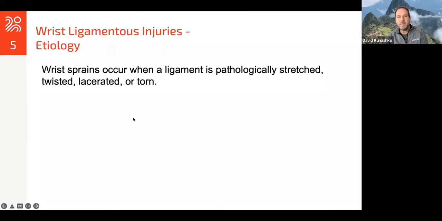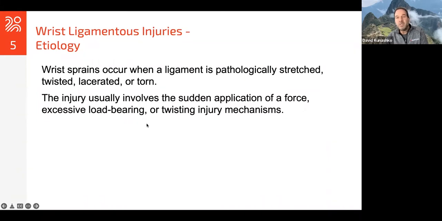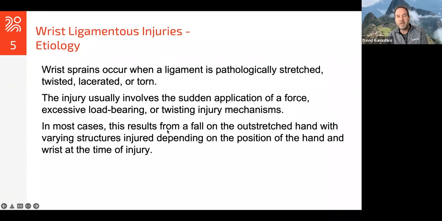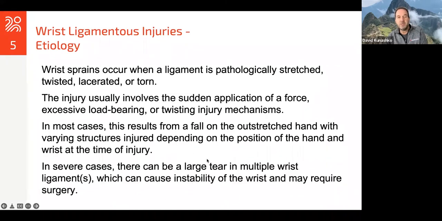So obviously a wrist sprain is when the ligament is pathologically stretched, twisted, or lacerated or torn. And usually it involves sudden application of force. So, sudden loading, like during a fall or twisting injury. Most commonly it's when someone's fallen in a sport, or you slip and fall, or in the elderly where they have balance issues and they fall on their hand. So it's usually the outstretched hand where the wrist is extended. Obviously, that tends to be the most common mechanism of how it actually occurs.